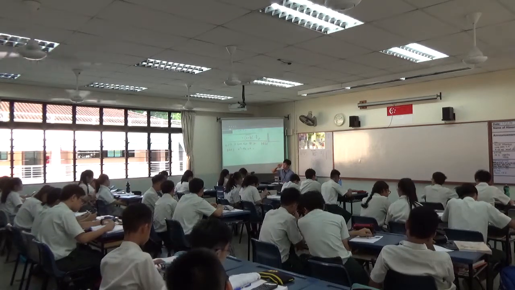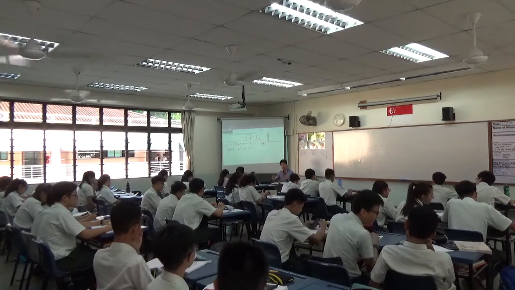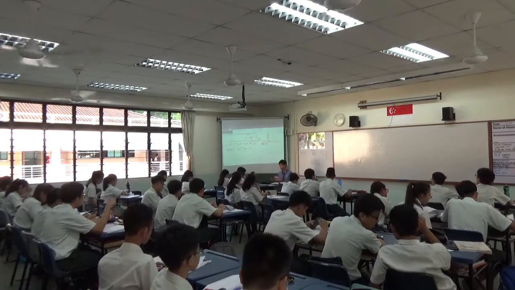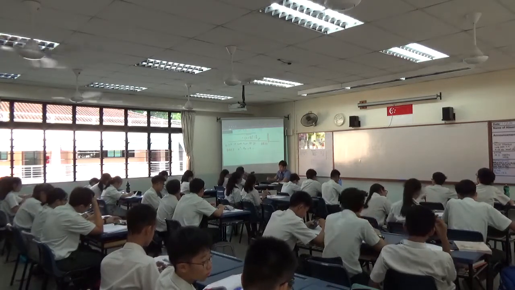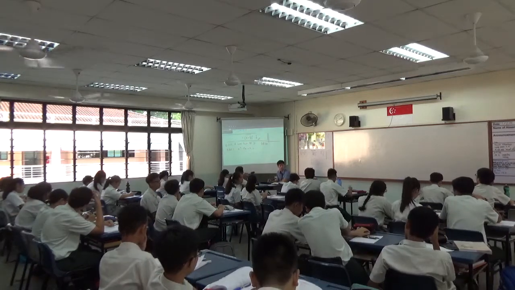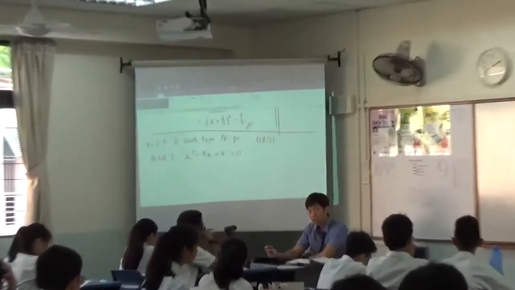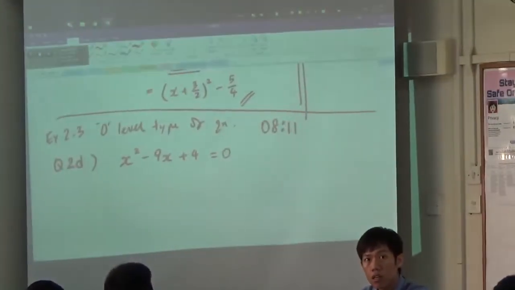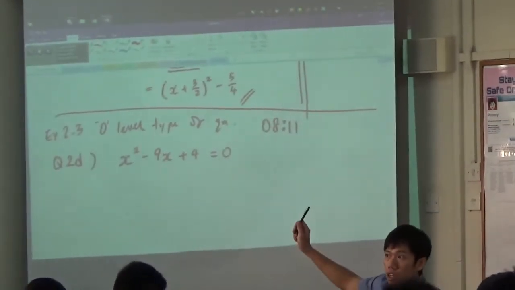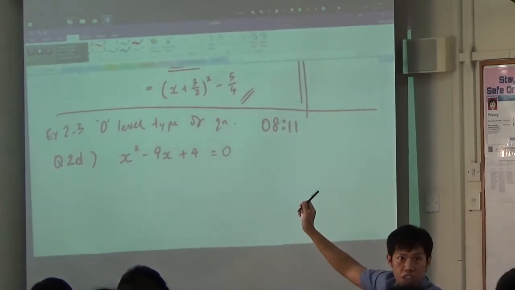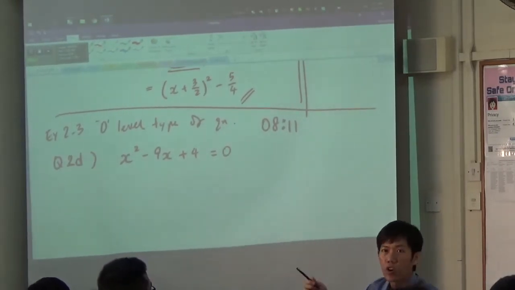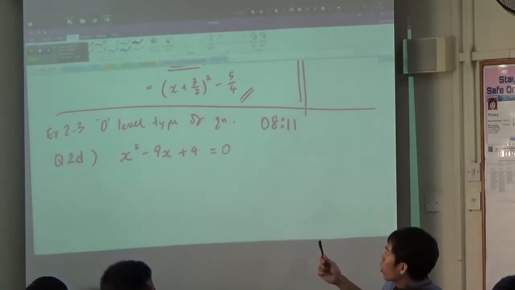So now, it is your turn to critique my work. Tell me whether it's right or wrong. I'm supposed to complete the square for this. Okay? Everything okay so far? Everything okay? Who says it's okay? No? Why is it not okay now? So is it okay or not okay?